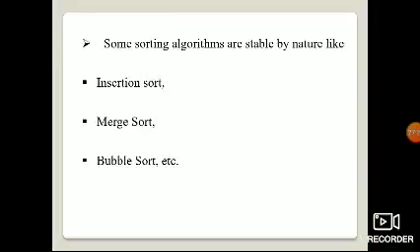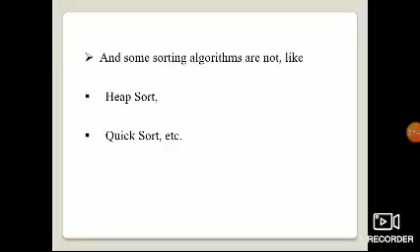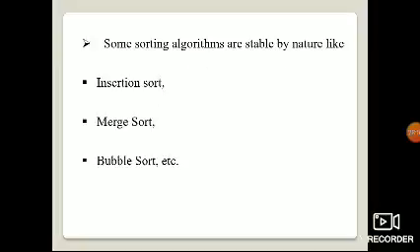So among the sorting algorithm techniques, which are stable and which are not stable? Here, as stable, we take three: insertion sort, merge sort and bubble sort. And some sorting algorithms are not stable. What does not stable mean? Heap sort is non-stable; it always changes, and even after sorting it gets modified. And quick sort too. These come under non-stable, and the stable ones are insertion, merge and bubble.